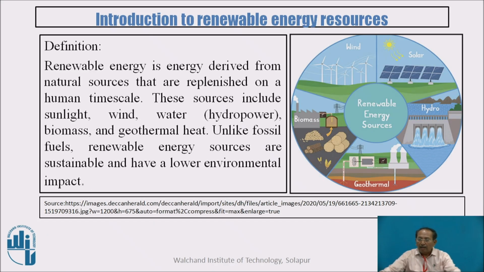Let us see the definition of renewable energy. It is derived from the natural sources that are replenished on a human timescale. These sources include sunlight, wind, water, biomass, geothermal heat. Unlike fossil fuels, renewable energy sources are sustainable and have a lower environmental impact. In this figure, right to this slide, you can see here wind, solar, that is sunlight, hydro, then geothermal and biomass. All these are renewable energy sources.